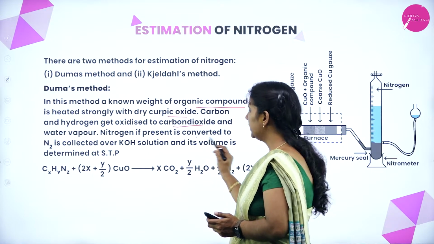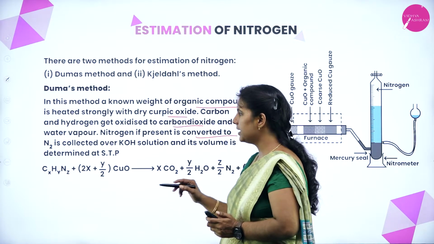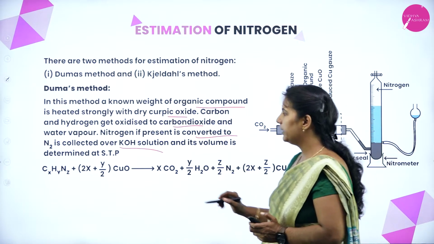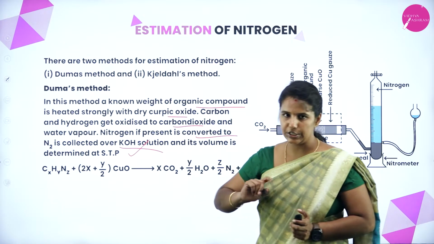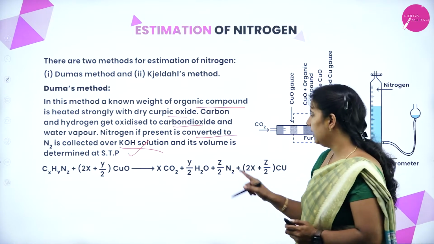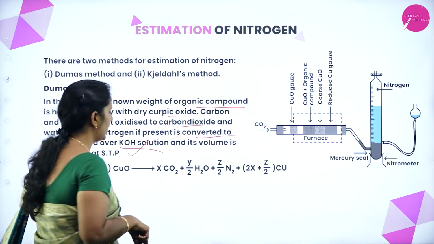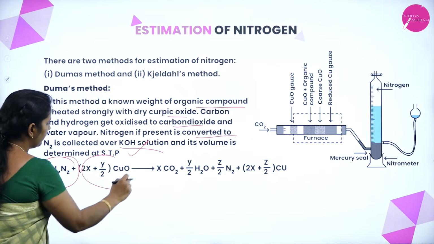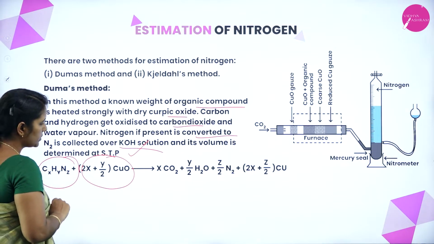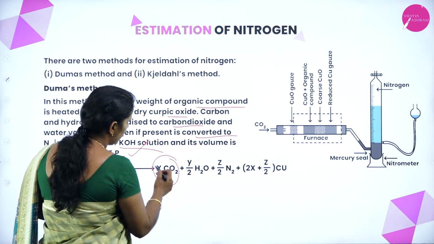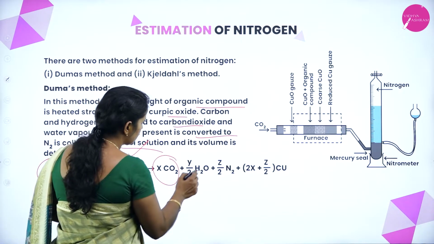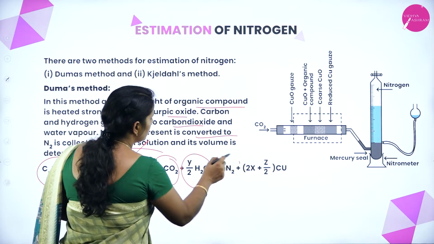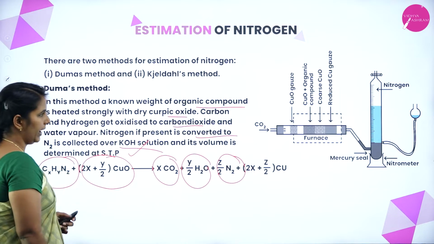Nitrogen, if present, is converted into nitrogen gas and collected over potassium hydroxide solution, and the volume is determined at STP, that is standard temperature and pressure. This is the equation I have shown: if you heat the given organic compound with a known amount of cupric oxide, it liberates X volumes of carbon dioxide and Y by 2 grams of water, and also liberates nitrogen gas.